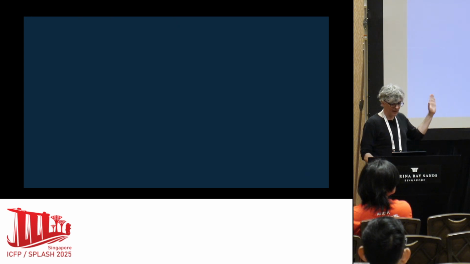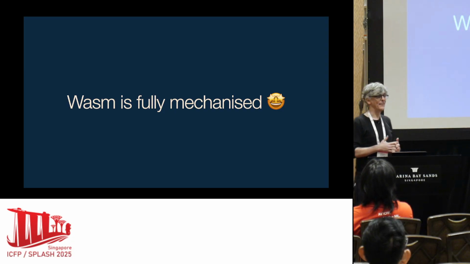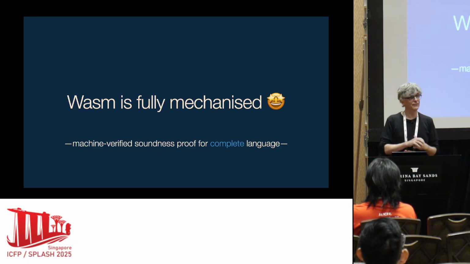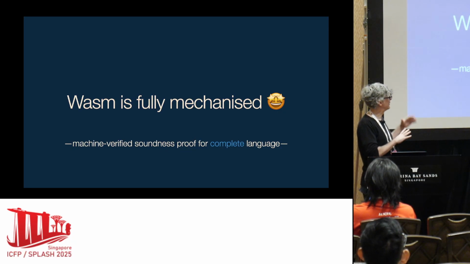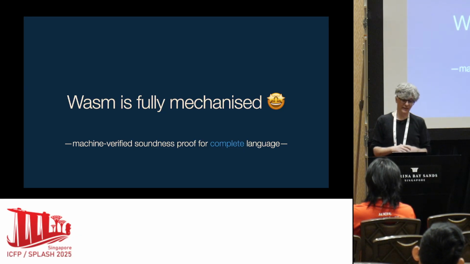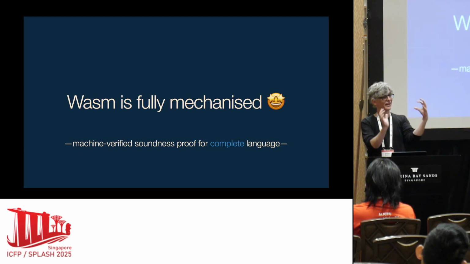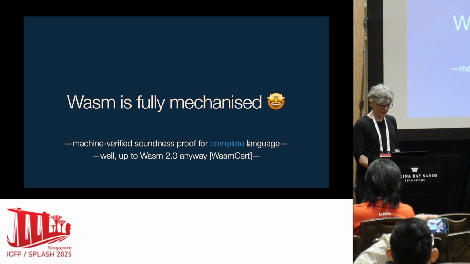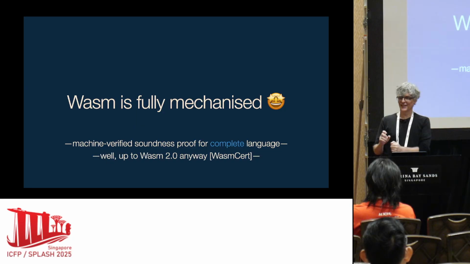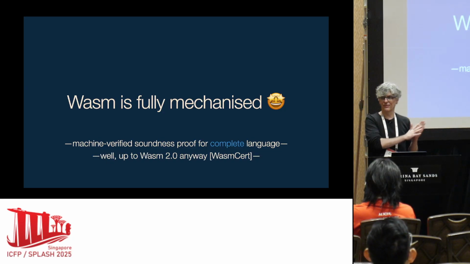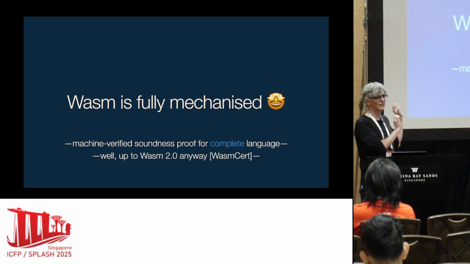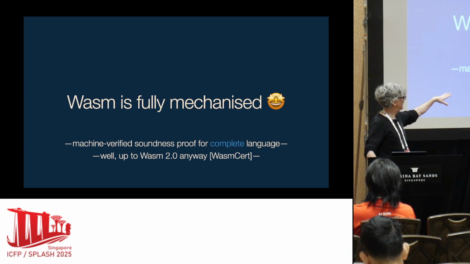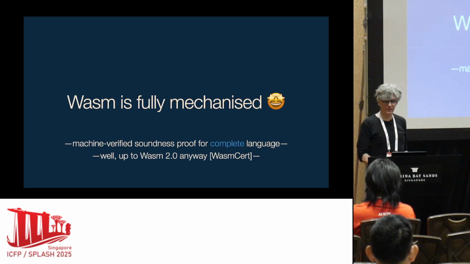But it's not just that we have a formalization, we also have a mechanization. Meaning that we have fully machine-verified soundness proofs for the semantics. And again, this is not just for an idealized subset, it's for the full language as specified, right? And this is thanks to people like Conrad and others on the WasmCert team who did all the work for that. There are actually two mechanizations, one in Coq and one in Isabelle. Currently that is handling Wasm 2, but there's ongoing work to extend it to Wasm 3.